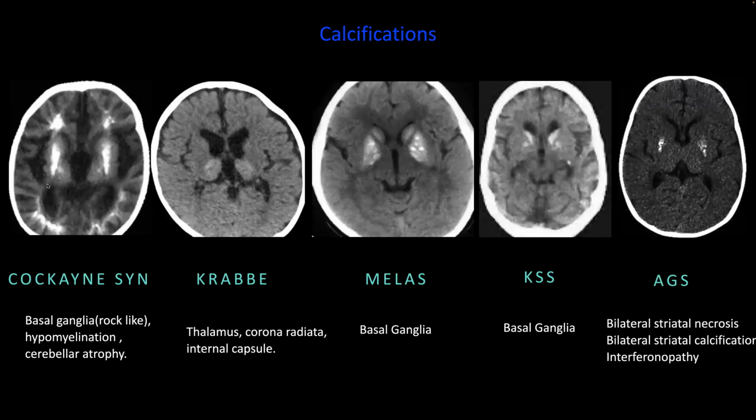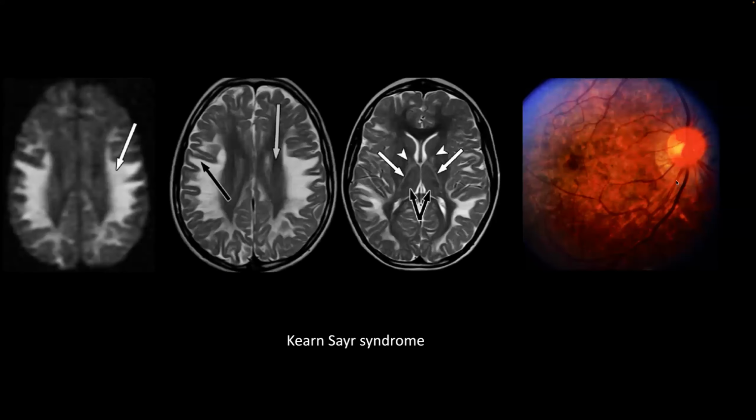Calcifications in inherited disorders, these are differentials again. Cockayne syndrome has more rock-like calcifications with cerebral atrophy also added to it. Krabbe's has thalamic nuclei, thalamic abnormalities. MELAS syndrome has basal ganglia abnormalities, but the extensive white matter involvement is different to what we have seen in our index case. Aicardi-Goutieres or interferonopathies can have these specific calcifications.